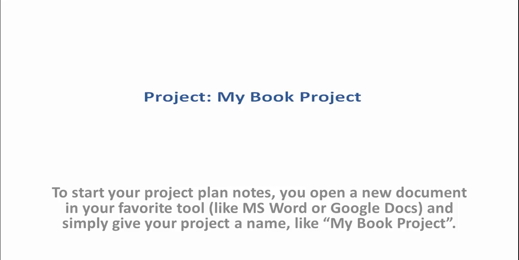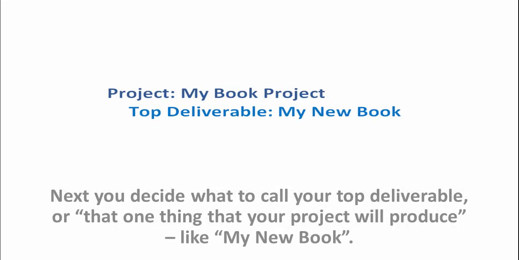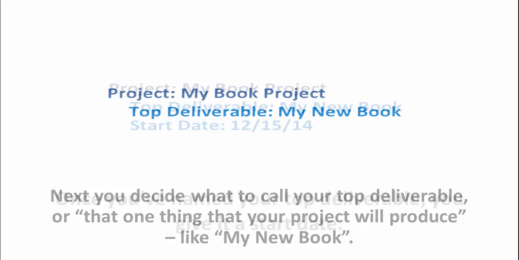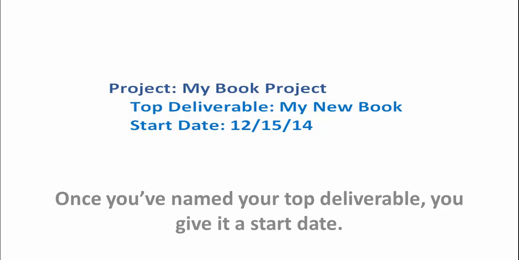And the first thing you do is name your project. Here, the project is called My Book Project. The next thing you do is give your project a top deliverable. A top deliverable is that one thing that your project will produce. In this case, it's my new book. The next thing you do is give your top deliverable a start date. Here we've got December 15th.